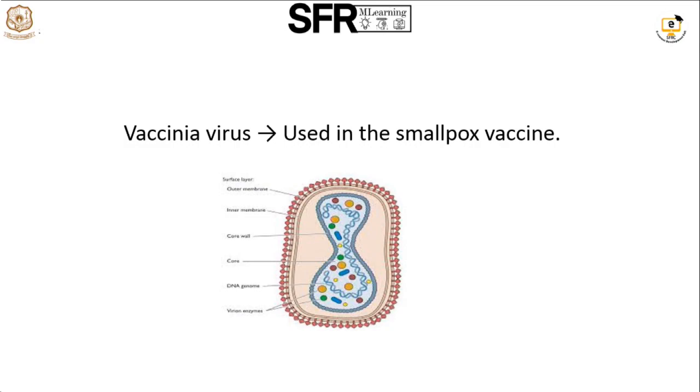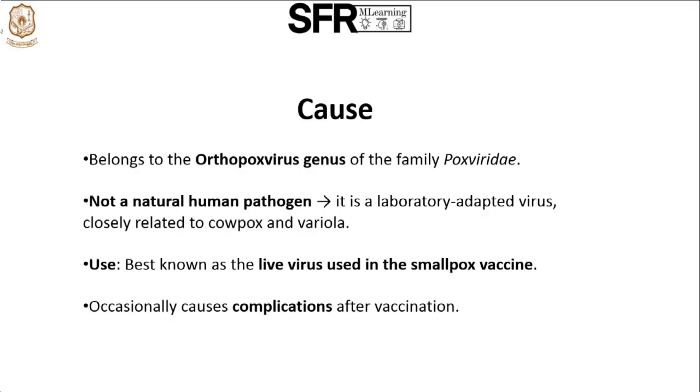This is the diagrammatic representation of the vaccinia virus. It belongs to the Orthopoxvirus genus of the family Poxviridae. It is not a natural human pathogen, but a laboratory-adapted virus closely related to cowpox and variola. It is best known for the live attenuated vaccine used in smallpox eradication. It occasionally causes complications after some vaccinations.